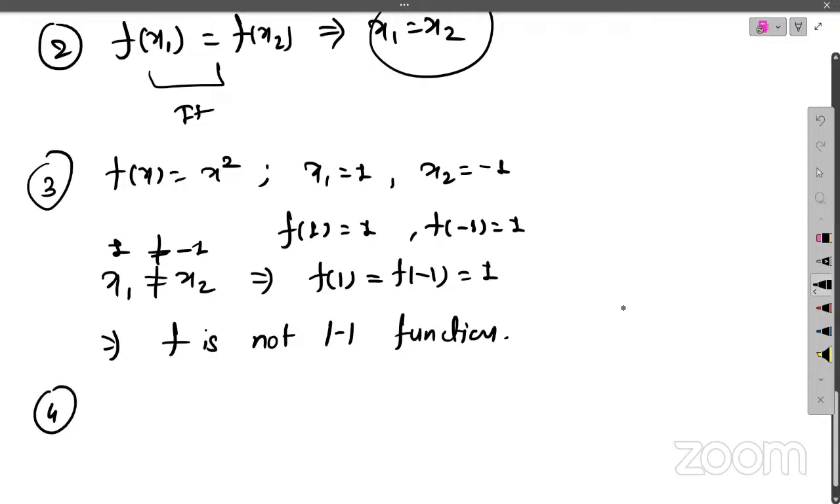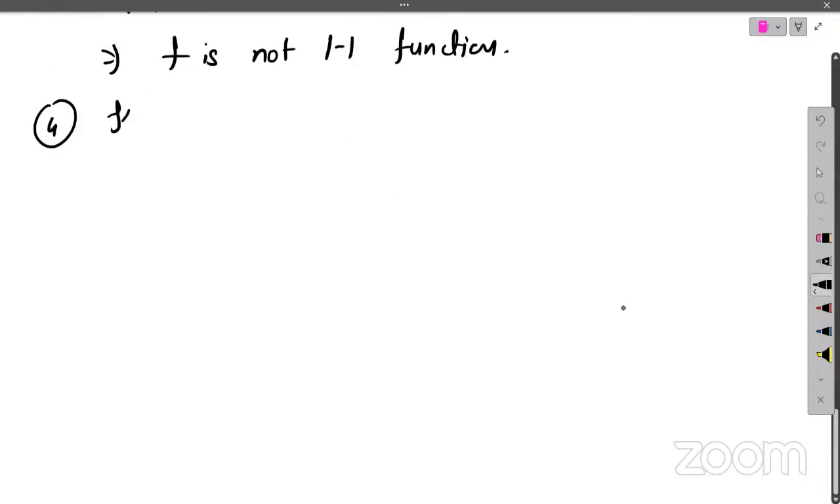Now the last method is the horizontal line test. So what is the horizontal line test?